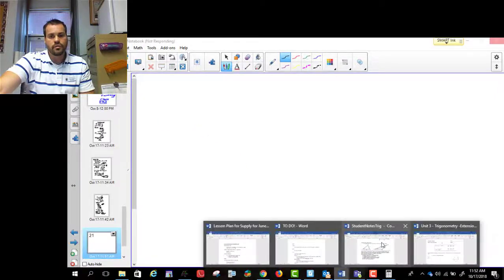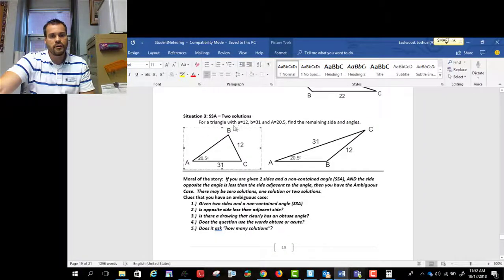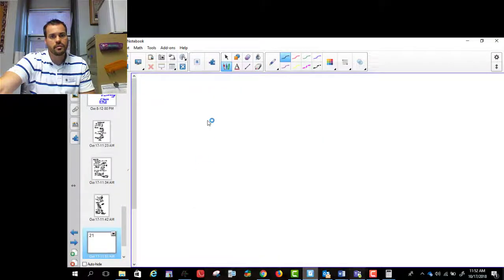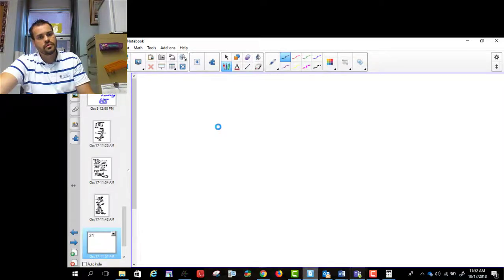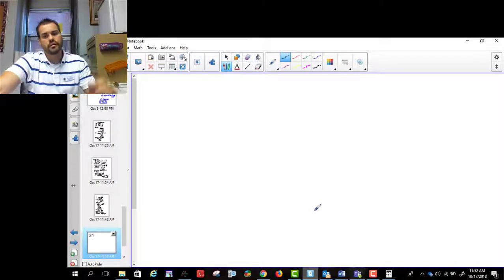It's thinking a little too hard, but if you look at it, angle A is 20.5, A is 12, and B is 31. Let's see if... now it's not letting me go back. There we go, still thinking. Paste. Here we go. Maybe. No. Still thinking. Is it going to let me write? No. Just bear with me here.